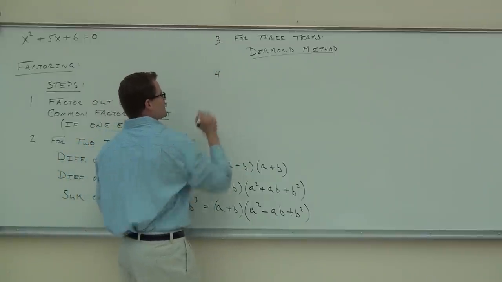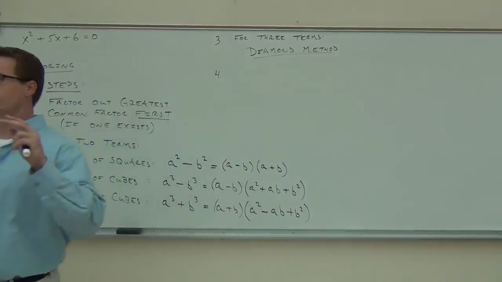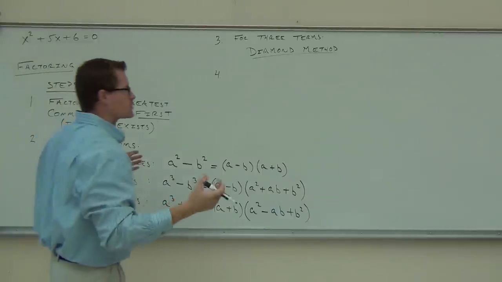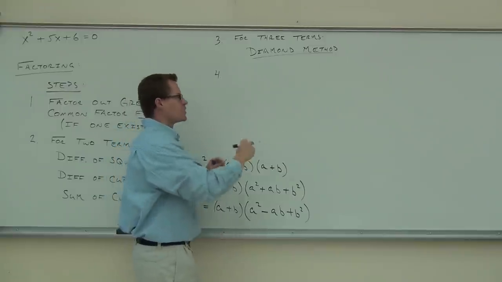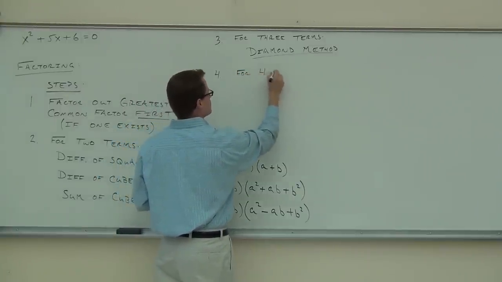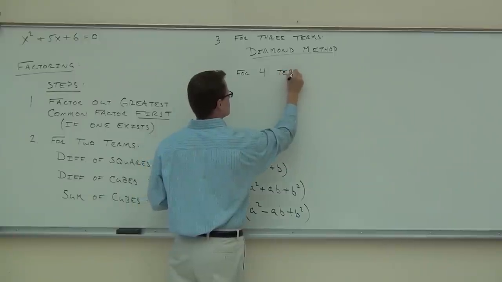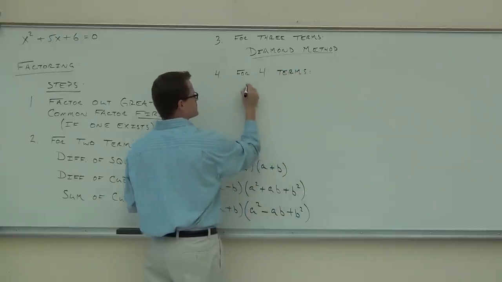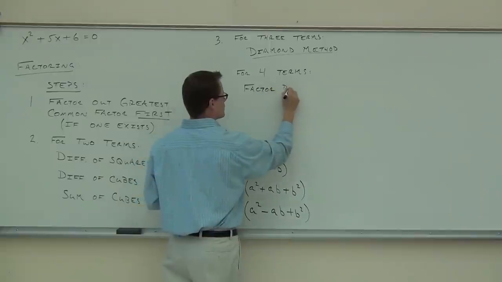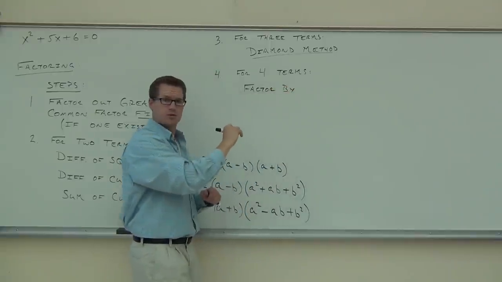Okay, and the next one, the last one. If you have four terms, the only thing you can do is factor by grouping in this class. There are ways to factor four terms, but it's kind of out of our scope here. So for four terms, the option we have left is factor by grouping. I'm hoping that you've seen that before also. We will review it.